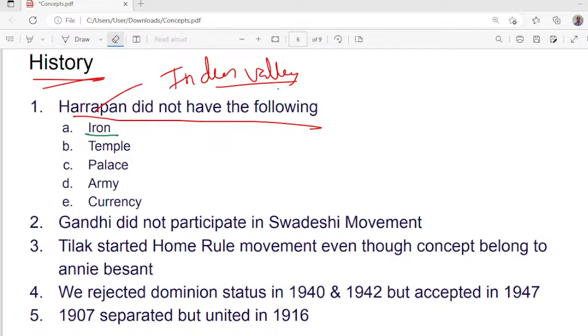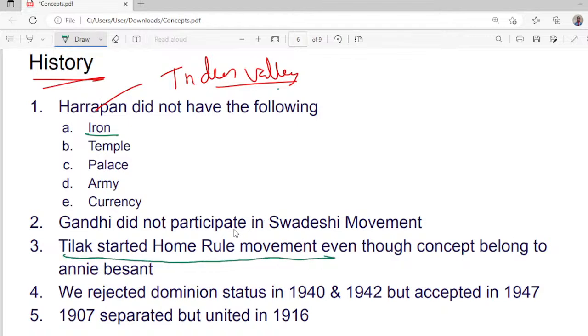Please think about it. If you don't know, no problem. I'll tell you before winding up the classic. Then Tilak started Home Rule movement. Write down: Tilak started Home Rule movement in April 1916.